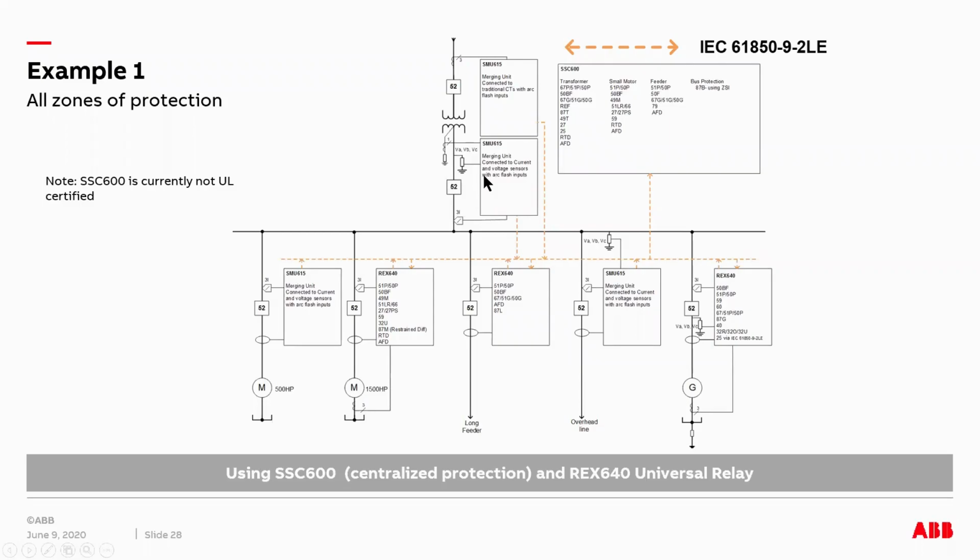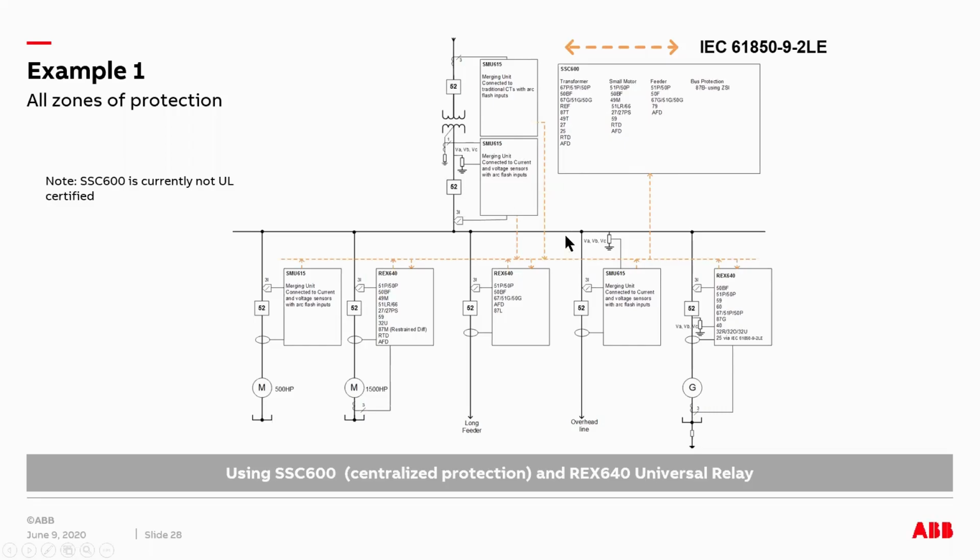And in this case, you can see here for the mains, we are showing SMU 615. SMU 615 is a dedicated merging unit. If you don't want to use a relay, SMU 615 can publish the current and voltage signals out onto the process bus, and then that signal is subscribed into the SSE 600 to do the protection. For example, for the transformer and the main incomer here.